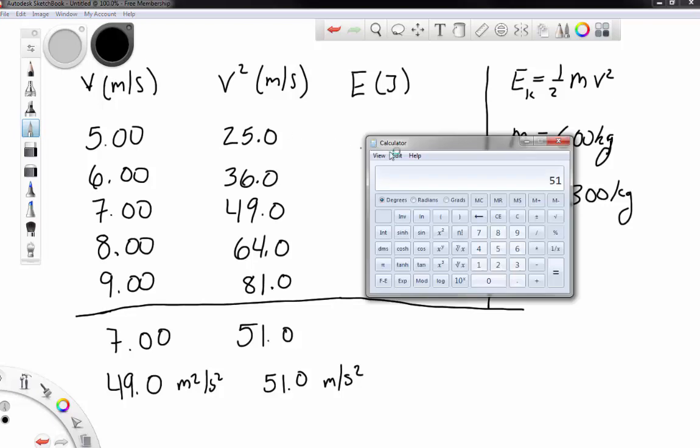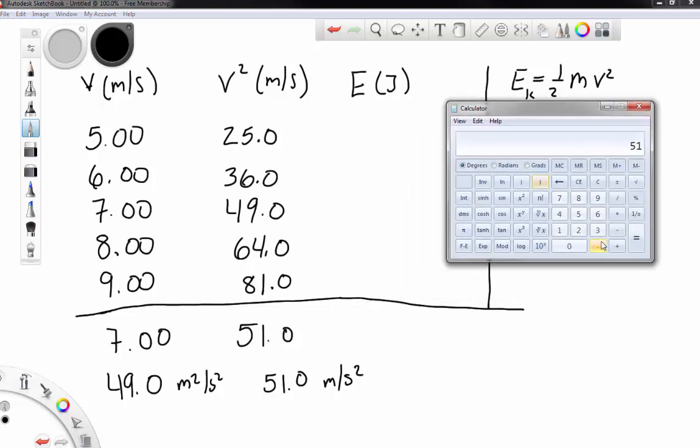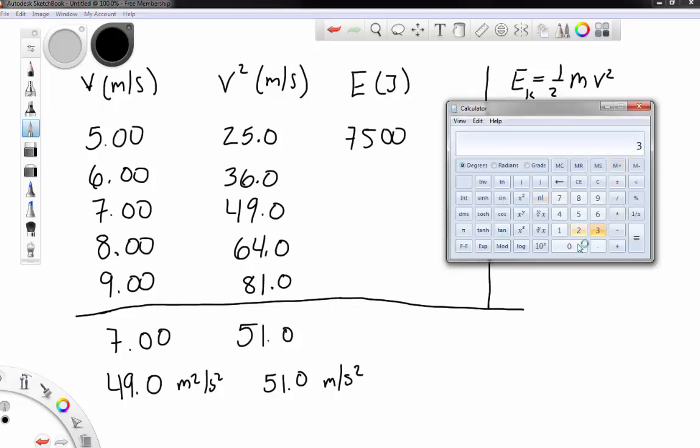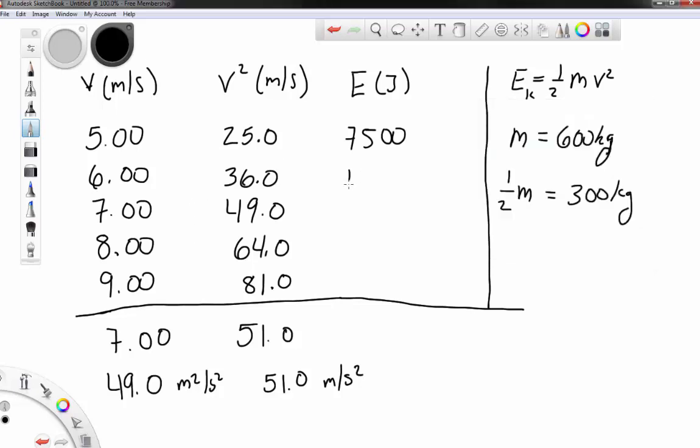So let's pull up our calculator again. 300 times 25 gives us 7,500, so we can write 7,500 right here. Then we do it again, and now we do 300 times 36. That's 10,800.